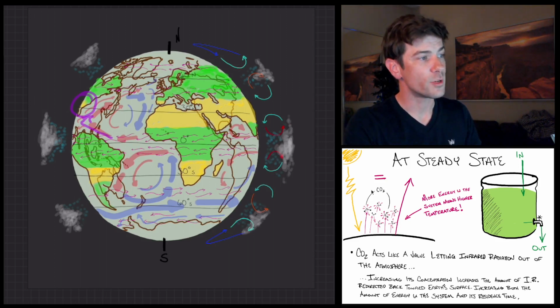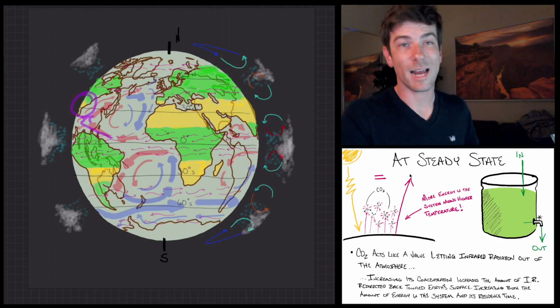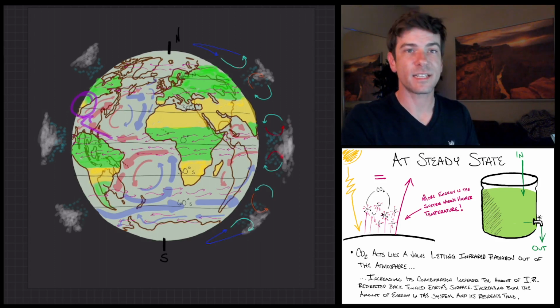And CO2 is in here acting like a little valve, that the more CO2 is in the atmosphere, the more infrared radiation gets re-emitted toward Earth. And so it takes longer for the radiation, or the energy more specifically, to get out of the system. And so that dictates the average global surface temperature.